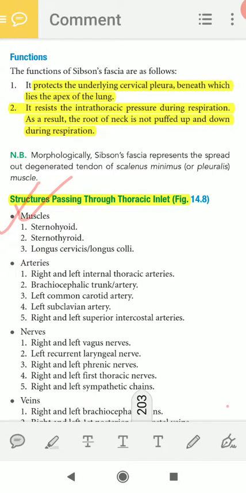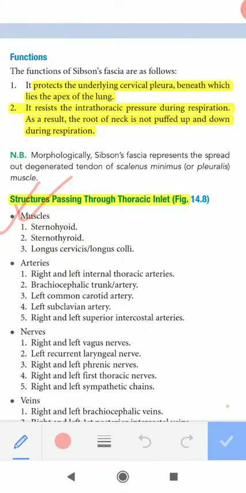Now we should know what are the structures that pass through the thoracic inlet. Through the thoracic inlet, some muscles, some vessels, some nerves pass through. Okay. So we should know what are they. The muscles we will see later. The sternohyoid, sternothyroid, and the arteries are the internal thoracic artery, brachiocephalic trunk, left common carotid, left subclavian.